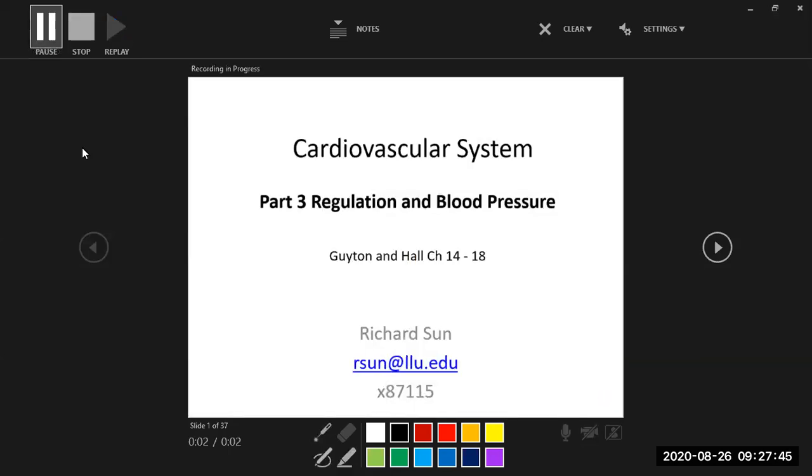All right, guys. So this one is part 3 in the cardiovascular system. We already talked about the heart in part 1. In part 2, we talked about the vessels and the circulation. And with part 3, we will start to talk about how our body regulates all these functions.